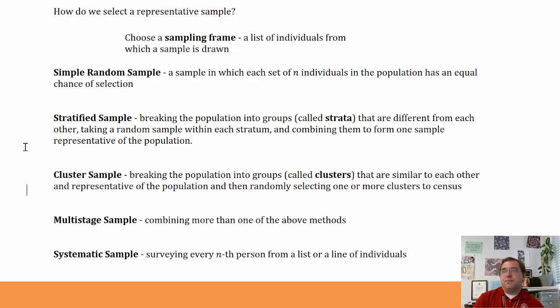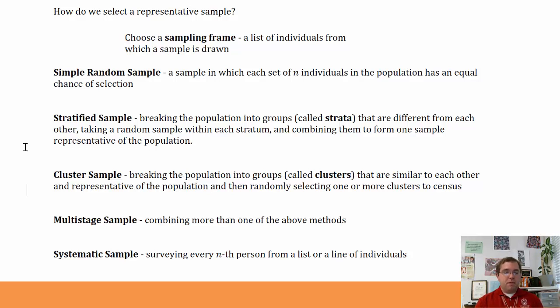Maybe it's teachers in the English department, teachers in the math department, teachers in the theology department, teachers in the science department, teachers in the social studies department, and so on. Those are our strata, and we want to make sure we get representation from each of those. So then we break our population into those strata, and we randomly select members from each of those strata. We take a simple random sample from each of those strata.